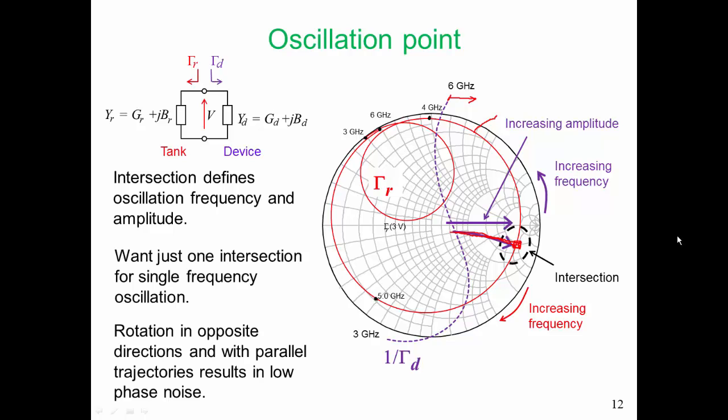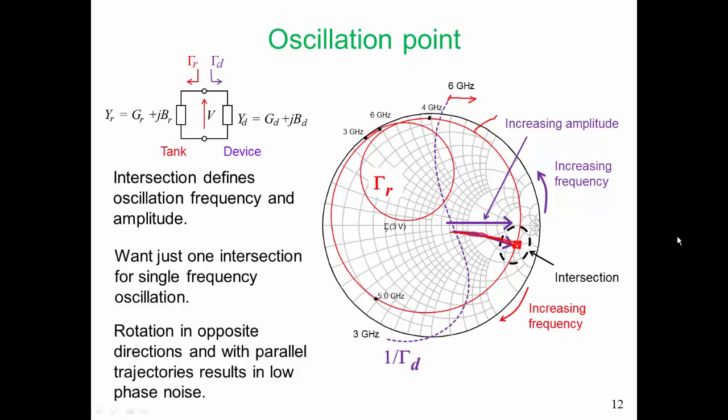Now there are some things we want for our oscillator. We want just one point of intersection, and we need that for single frequency oscillation. Now one of the things you may note here, if you just think about this a little bit more, is that our gamma r curve and our 1 over gamma d curve are rotating in opposite directions. And that is exactly what we would like. We like the fact that our active device network has a variation with respect to frequency. That further reduces our phase noise.